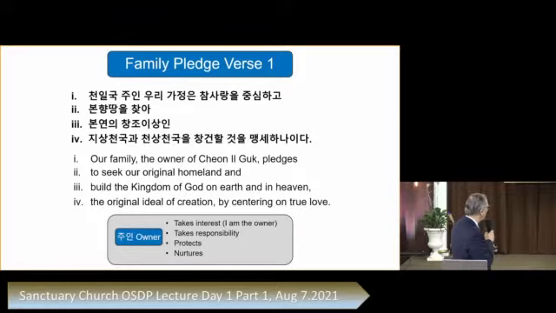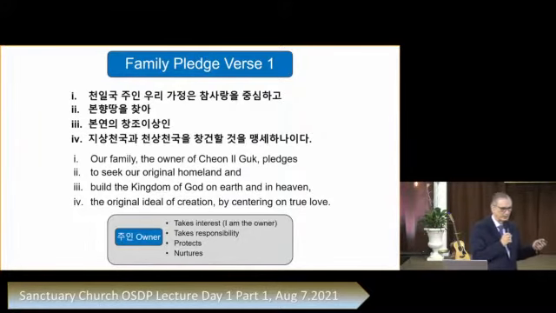And then the second thing that we are going to do is to build, 창건. Father, when he first announced the family pledge, talked a lot about that particular word. He says, we're not creating, we're not recreating, we're not restoring, we are building because this is the first time that it's being done.